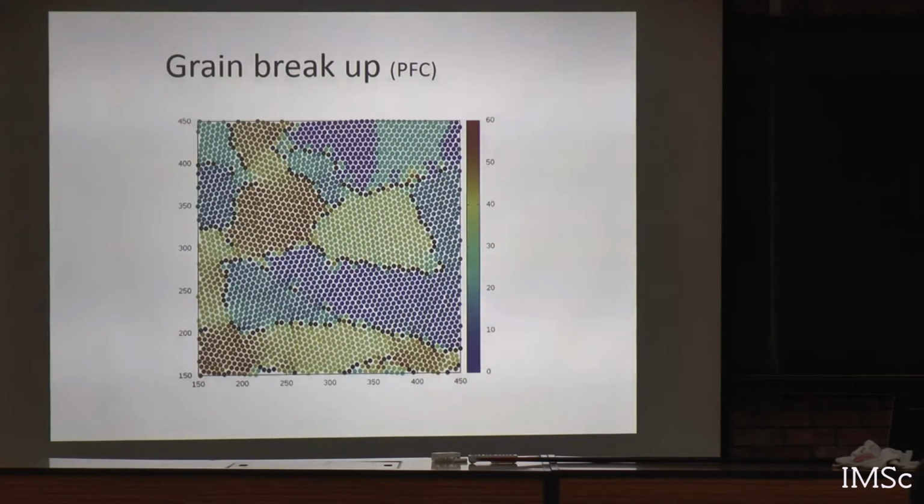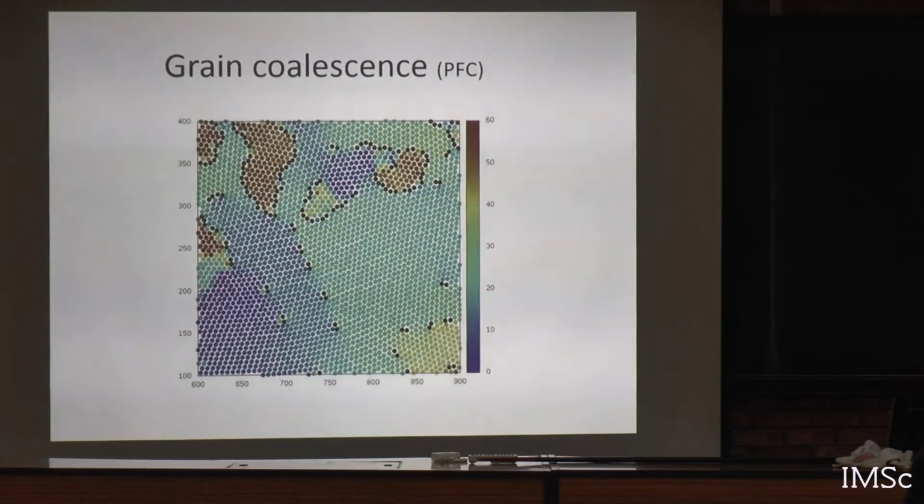Okay, now it turns out that in PFC these grains are much better arranged, in the sense I showed you MD pictures where the defects didn't show such nice arrangements. They are there, but not so nice. Okay, now the next one is about grain coalescence.